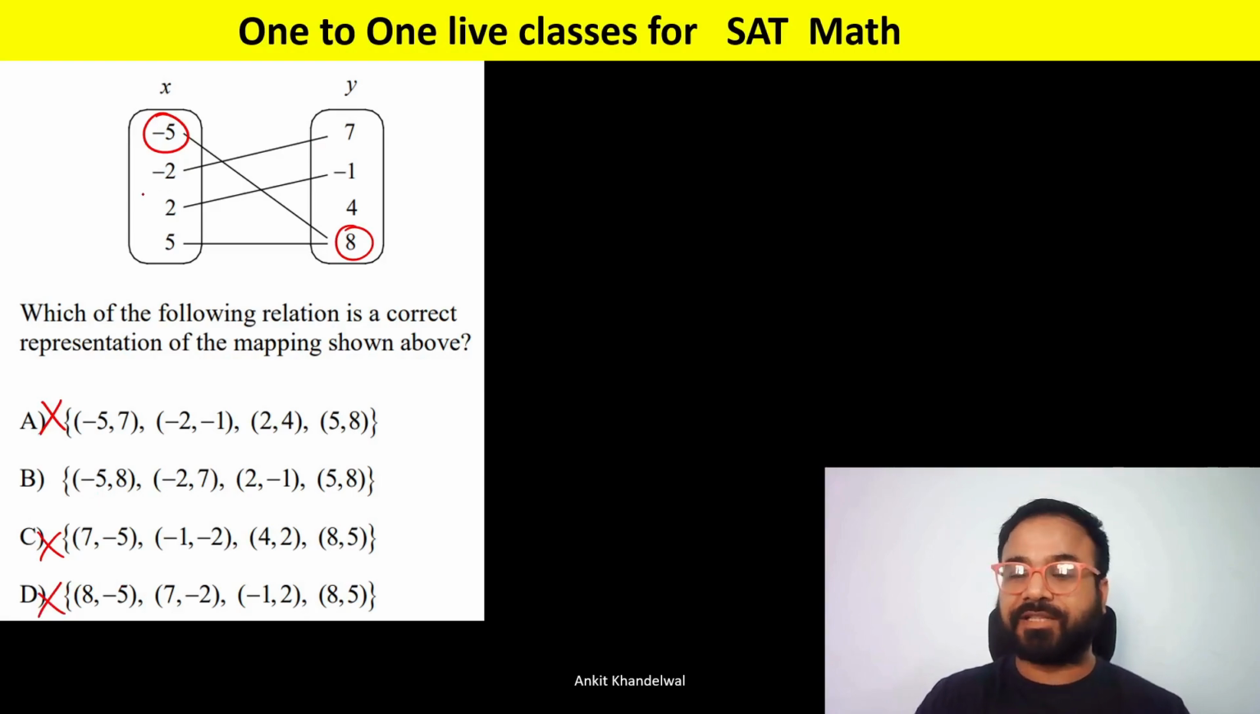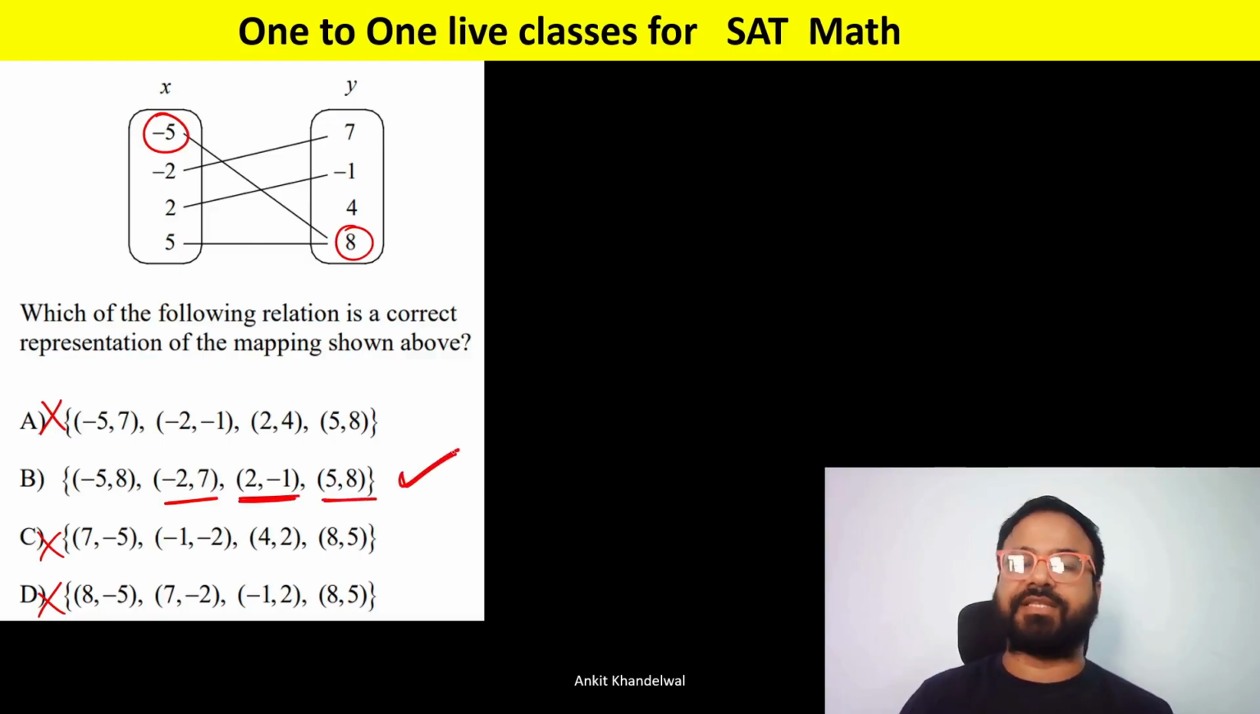But if you check the other ones also, you can say minus 2 to 7, yes. Then 2 to minus 1, yes. And then 5 to 8 also, yes. So option B is the correct answer.